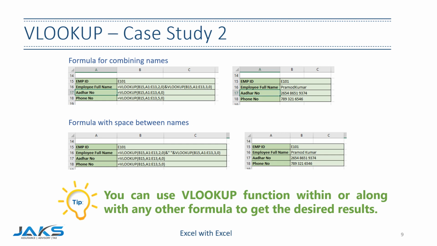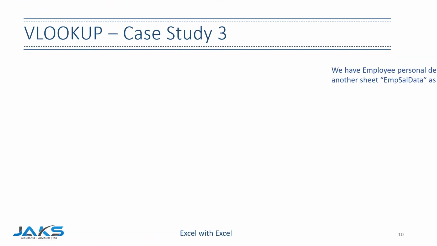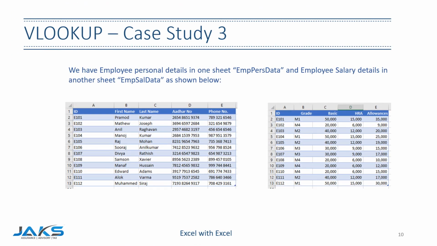You can even perform mathematical operations using this function. We'll explain that in one of the upcoming case studies. We have employee personal details in one sheet, temp pers data, and employee salary details in another sheet, temp sal data, as shown below. Now, I want to bring the salary details from the second sheet to the same sheet of temp pers data against each employee. Can you help me to solve this with the help of the VLOOKUP formula?